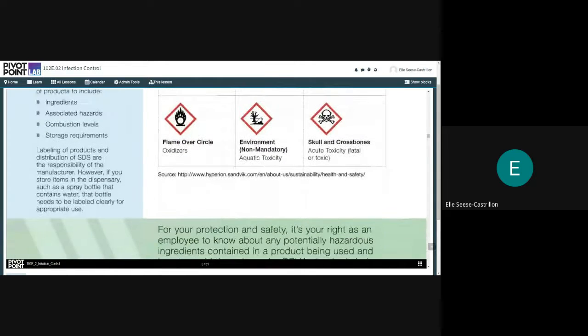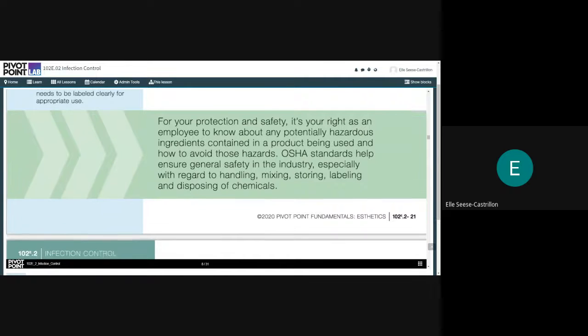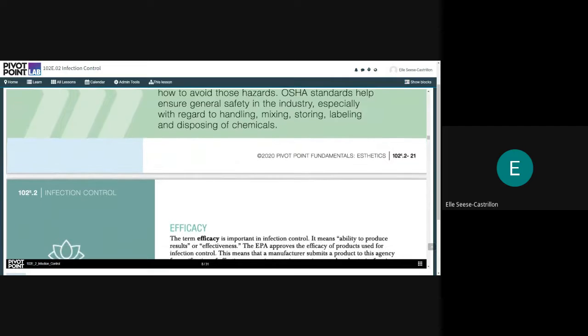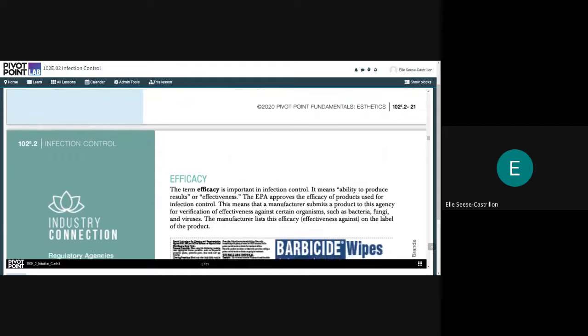Okay. So it says, for your protection and safety, it's your right as an employee to know about any potentially hazardous ingredients that are contained in a product that's being used, and how to avoid these hazards. OSHA standards will help to ensure general safety in the industry, especially with regard to handling, mixing, storing, labeling, and disposing of chemicals.